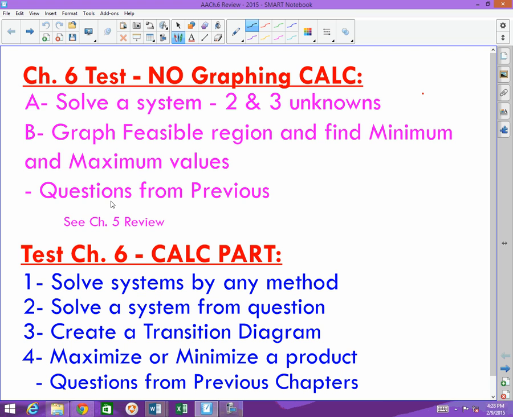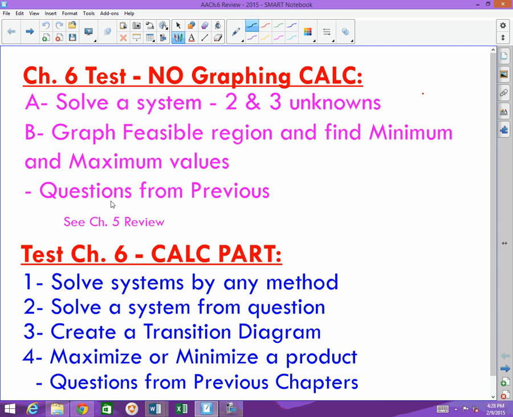If you want to look back at the Chapter 5 review online, you could do that. There's going to be some questions from that chapter on there. Also, some of the problems that you did in the Chapter 6 review, the ones after number 10, there will be some questions similar to those as well.